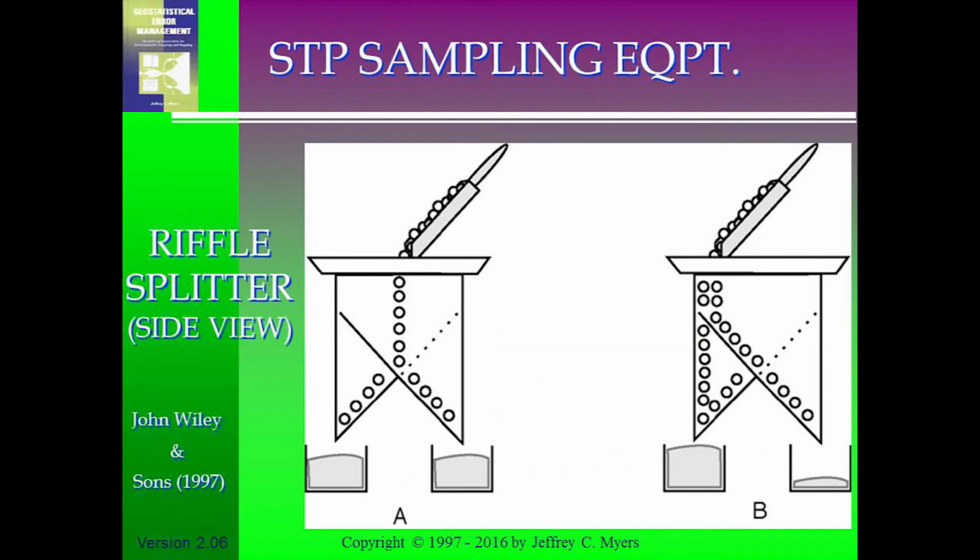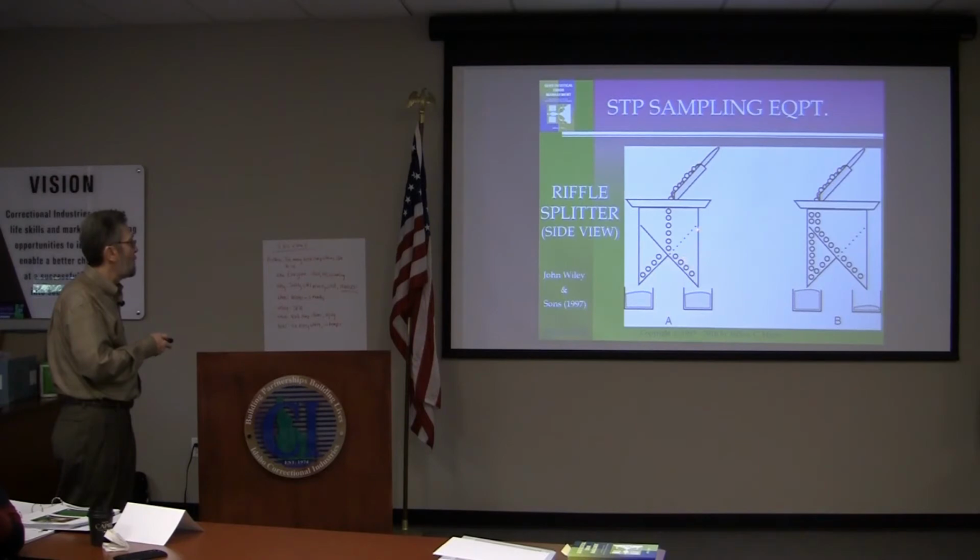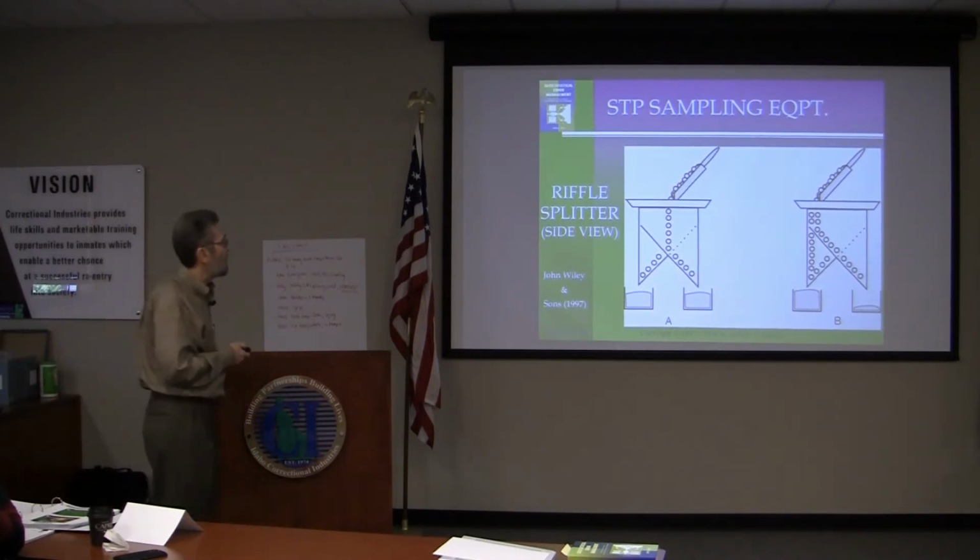The Riffle Splitter, we'll see better pictures, but conceptually this is what happens. You have a wide pan, tray type of thing. You fill it with whatever material you're looking at to analyze. You pour it in. Some of the chutes send it to the left, some send it to the right, and you select randomly one of these for subsequent processing.